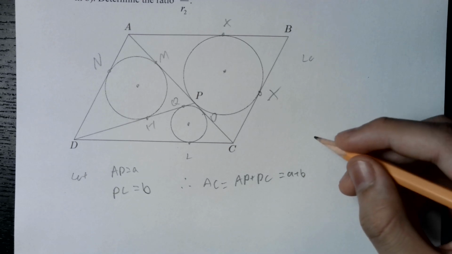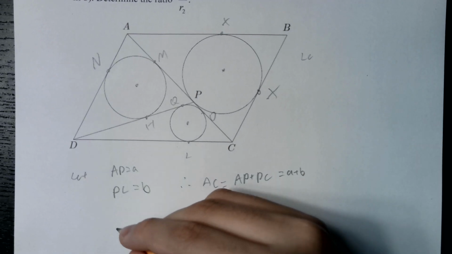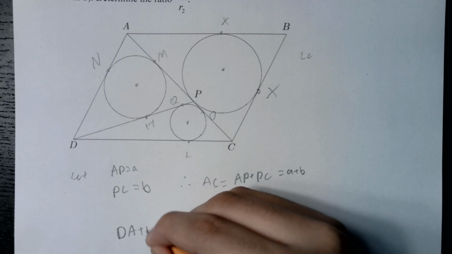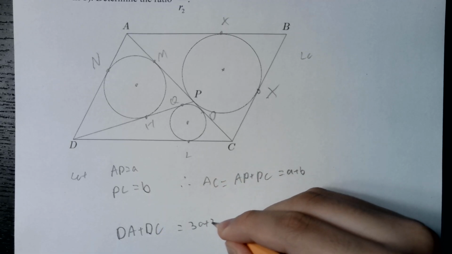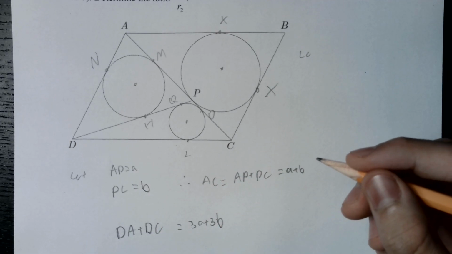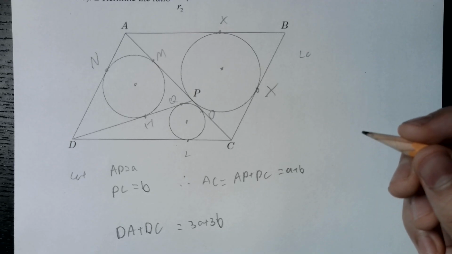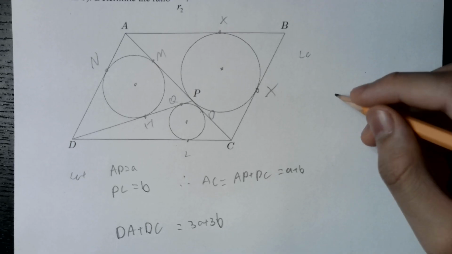And so this means that DA plus DC is going to be equal to 3A plus 3B, because it's just going to be 3 times A plus B, or AC. So now over here, I'm actually going to write something out.